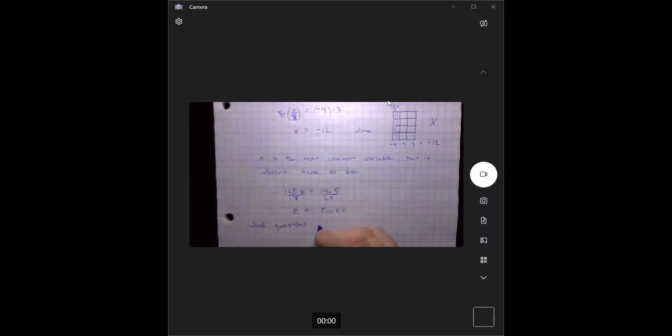Word questions involving linear equations. Well, if you've ever calculated a tip, you've basically done a type of this, an applied question involving a linear equation.